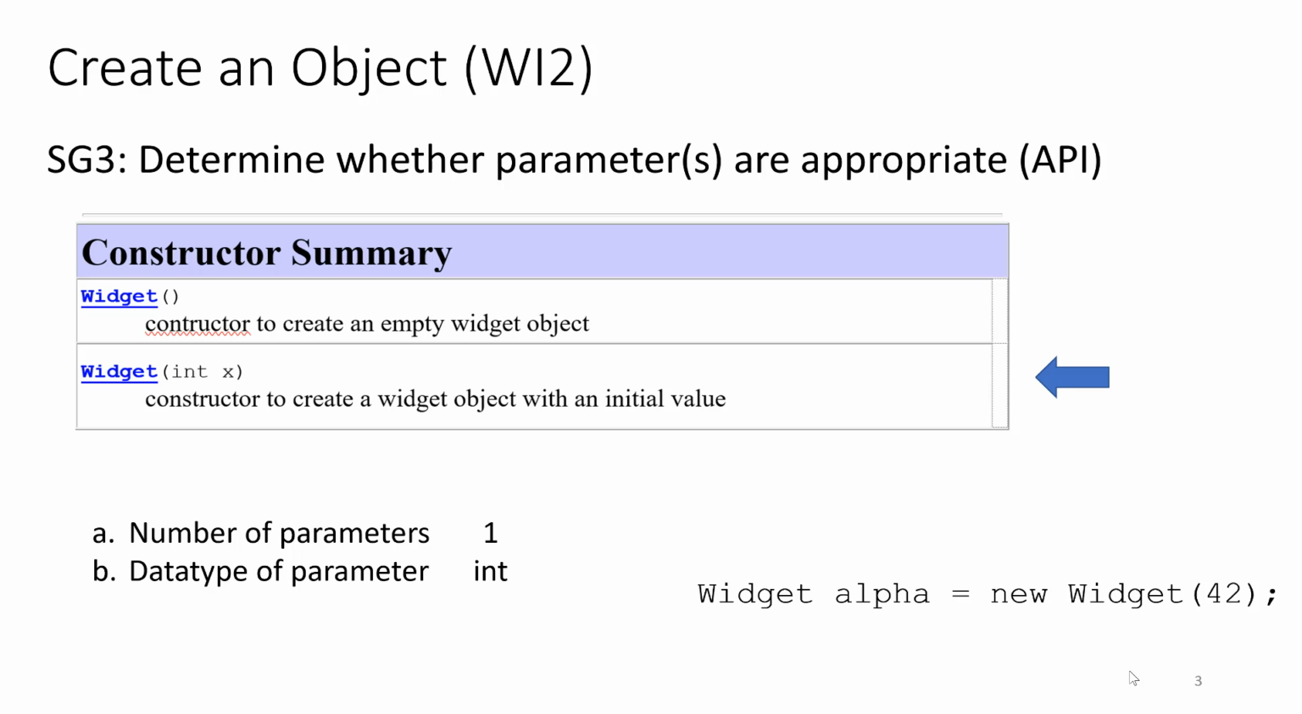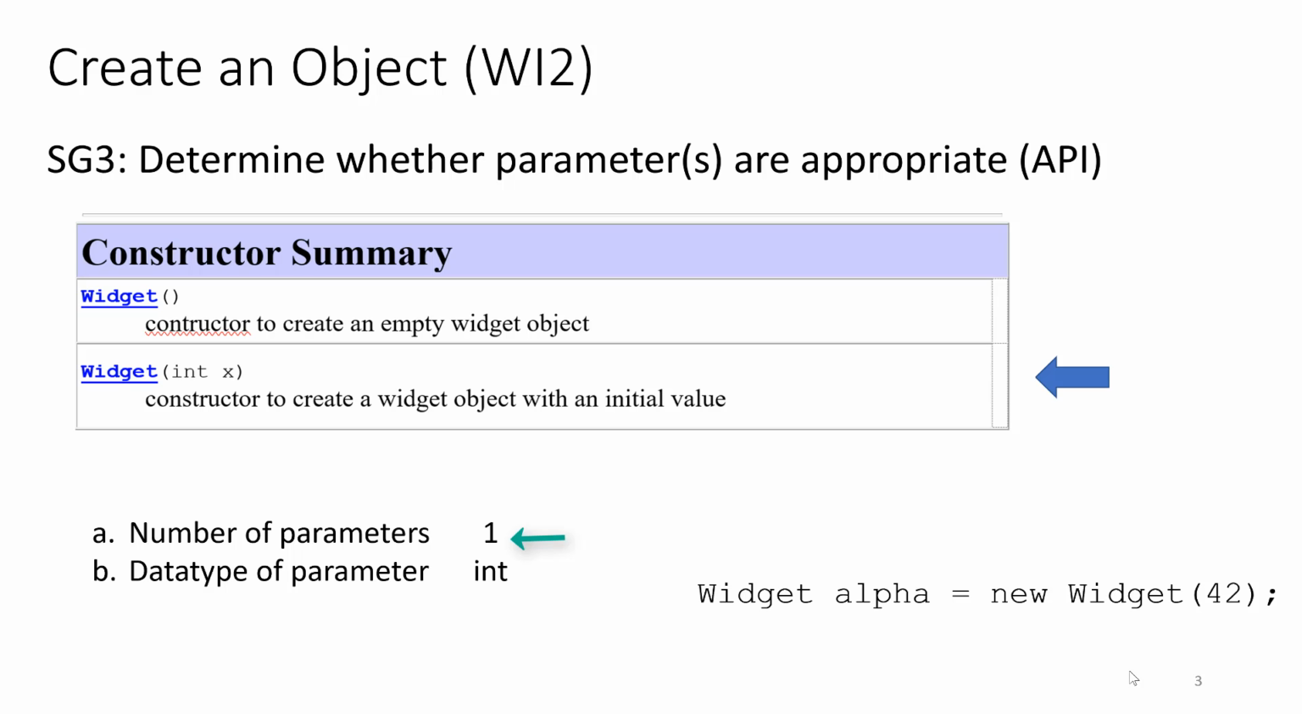Subgoal 3 says to determine whether parameters are appropriate by looking at the API. Here's the API for the made-up Widget class to construct an instance. There are two constructors. One, which is the default constructor that creates an empty Widget object, or a second one that has one parameter, an integer, that creates a Widget object with an initial value. That's the one that we'll choose.